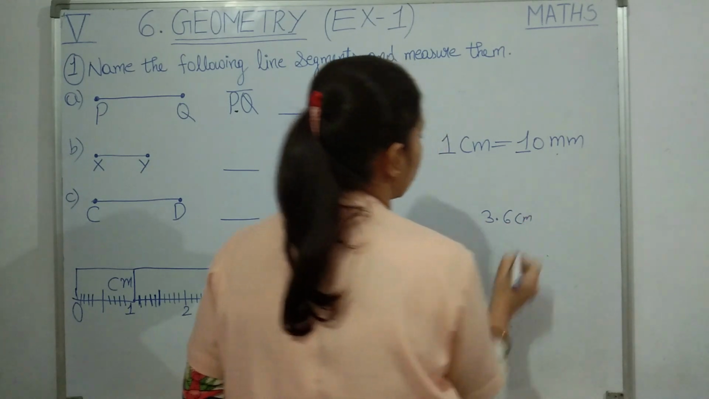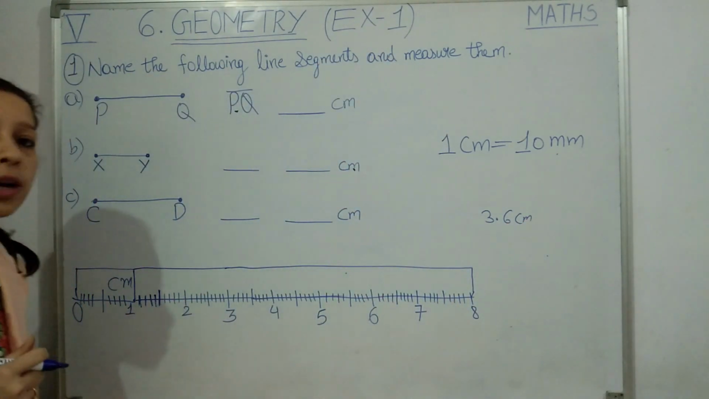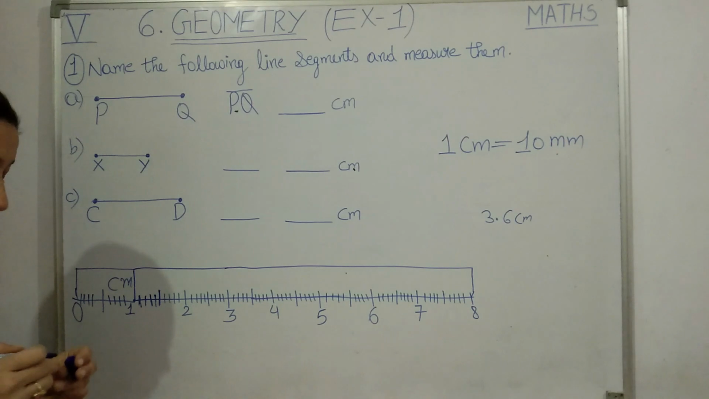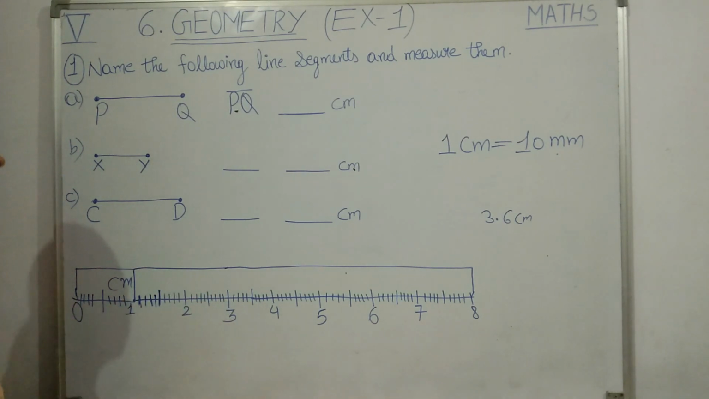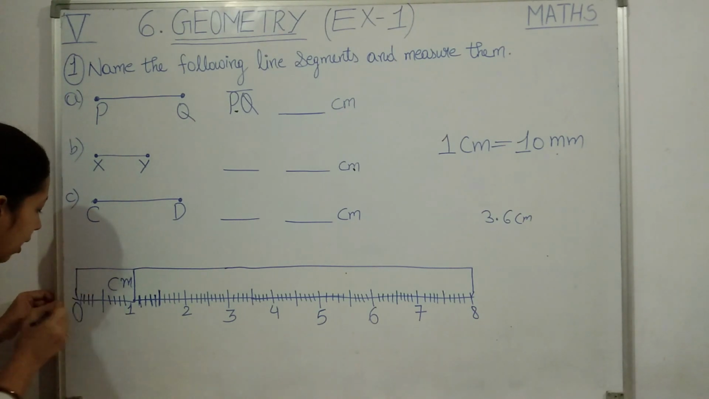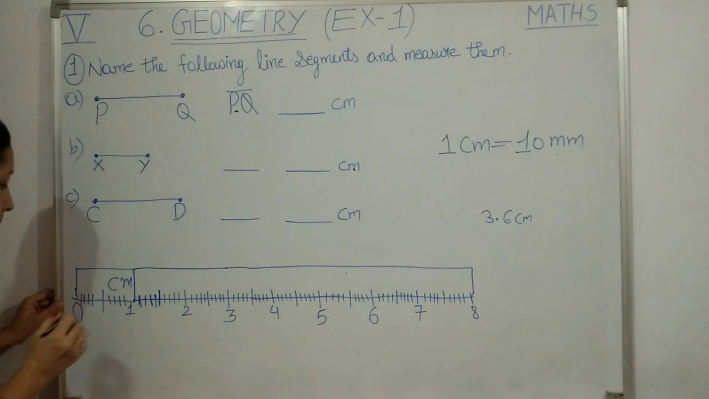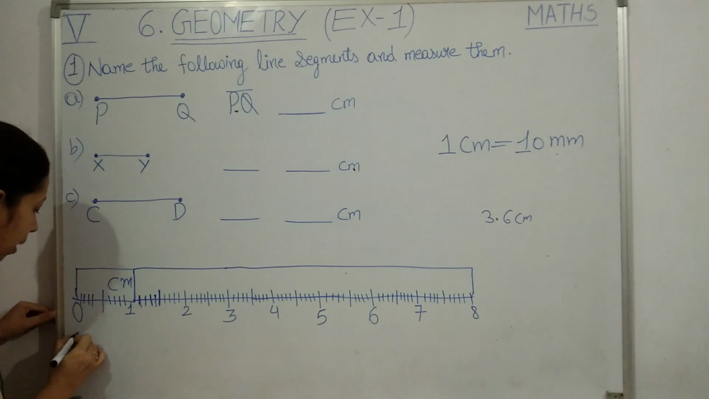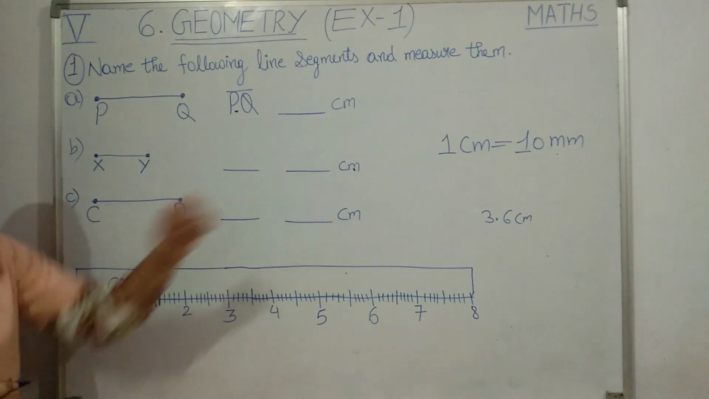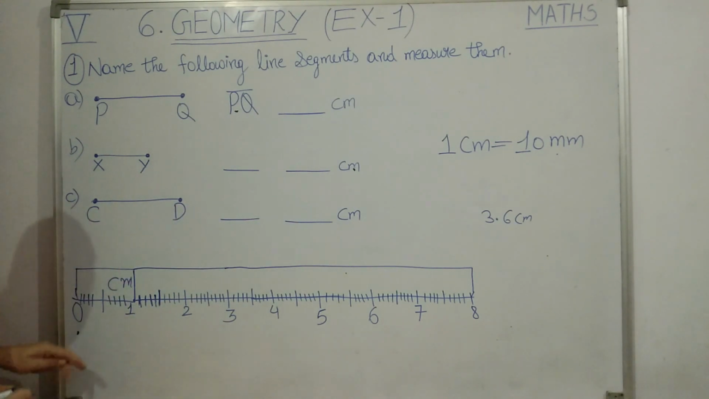Suppose I want to draw a line of 3.6 centimeters. So what am I going to do, students? First, we will take our scale. Suppose this is the scale. I will keep the scale on my notebook and I'll mark a point at 0. Here I'll be marking a point at 0 for drawing a line segment of 3.6 centimeters. Then we have to go up to 3.6 centimeters.